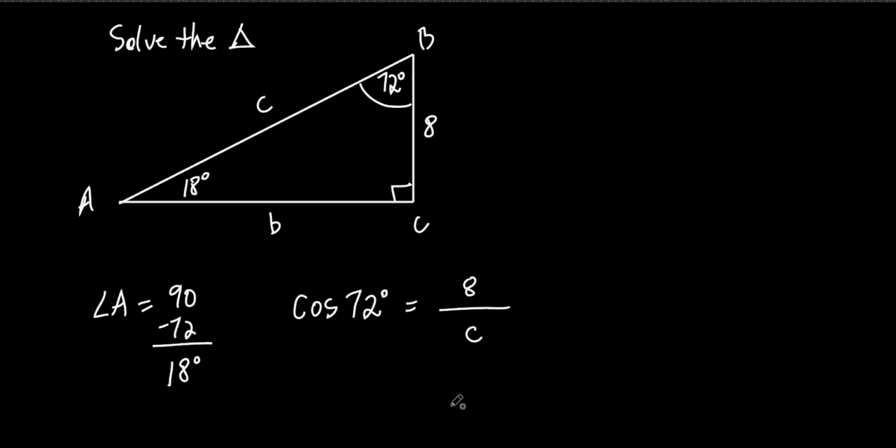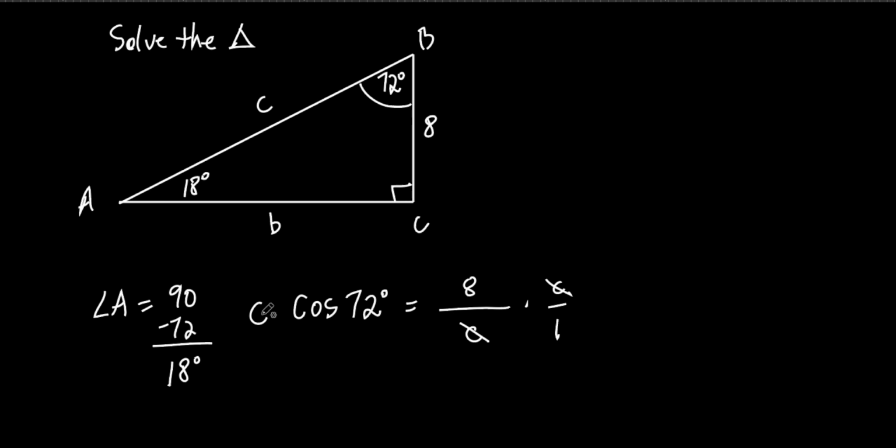Now, the algebra is maybe a little bit tricky if you haven't had algebra in a while, but I have to get C by itself. Well, C is on the bottom. Multiply by C. That's it. So I'm going to multiply both sides by C. Why do I multiply by C? So I can get it on the top. If I multiply the right side by C, then I multiply the left side by C. Everybody with me? So these C's cancel out.